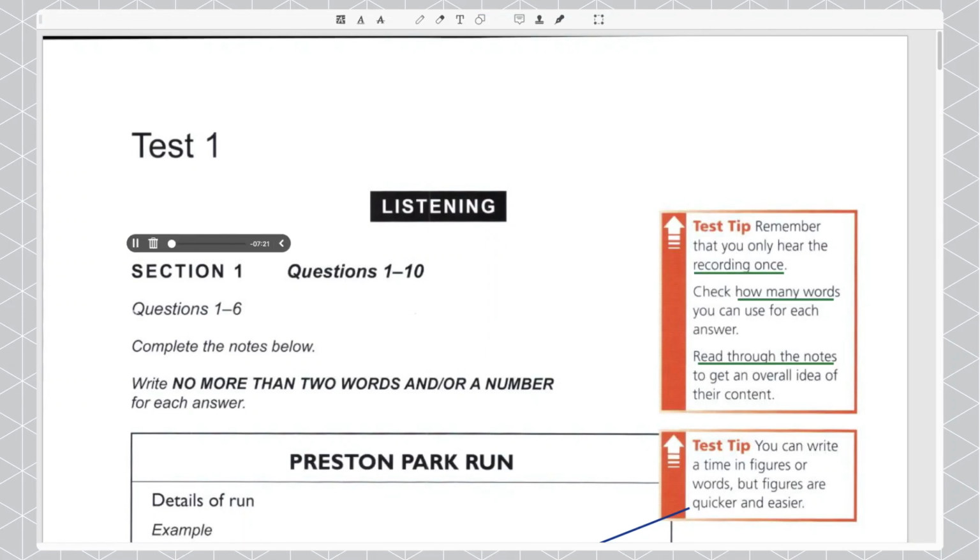You will hear a telephone conversation between the organizer of a park run and a woman who wishes to take part in the run. First, you have some time to look at questions 1 to 6.